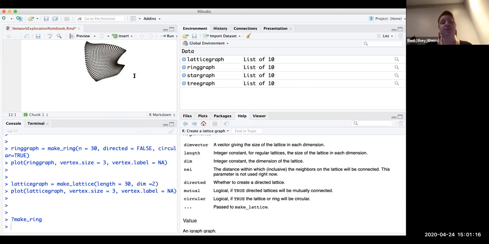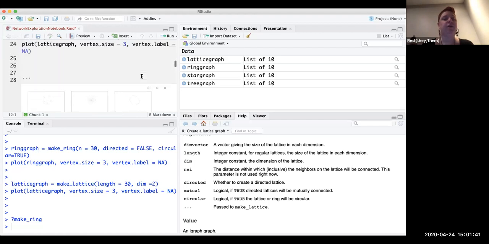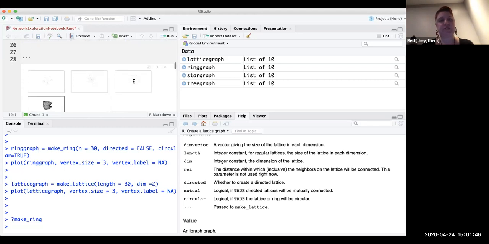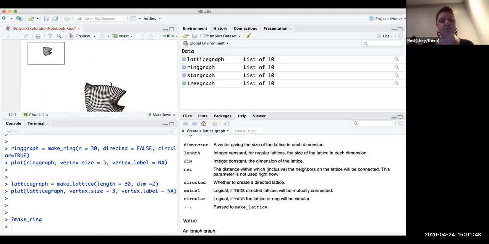And it's just connected just like a chain link fence, for example. You've got a vertex. Each vertex has a line vertically up and vertically down, and horizontally to the right and horizontally to the left. So each one has 4 connections here, except for the ones on the very edge.